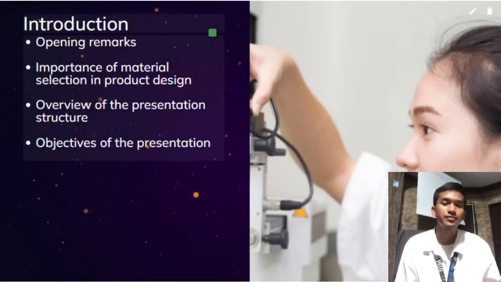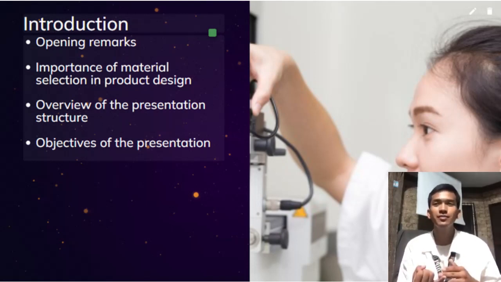Material properties. Material properties refer to the characteristics that define the behavior and performance of a material. These properties include mechanical, thermal, electrical, and optical properties. Material properties can be classified into physical, mechanical, and chemical properties. Physical properties include density, melting point, and thermal conductivity, while mechanical properties include strength, stiffness, and toughness.